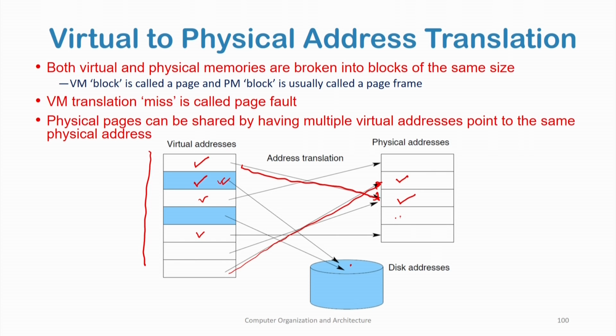The other point is that pages can be shared by multiple virtual addresses. The same physical memory page can be pointed to by multiple virtual addresses. For example, in this case here, this virtual page and this virtual page point to the same physical page frame, this one. Now, when is this important? There could be code or data which is accessed or shared by multiple programs.